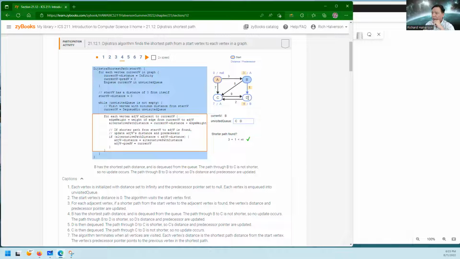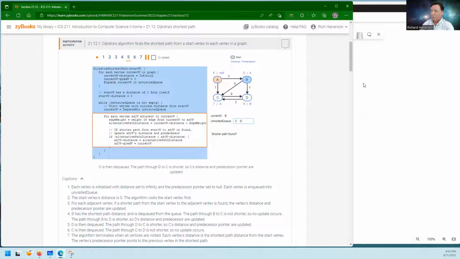We'll find that when we process D, 3 plus 1 plus 2 is less than 7, and then the 7 is going to get replaced with a 6, and the A is going to get replaced with a D. We're processing D, and we find that 4 plus 2 is less than 7. So now we replace it with 4 plus 2, which is 6. 6 goes there, and the D goes there.